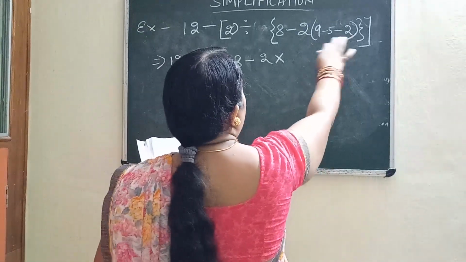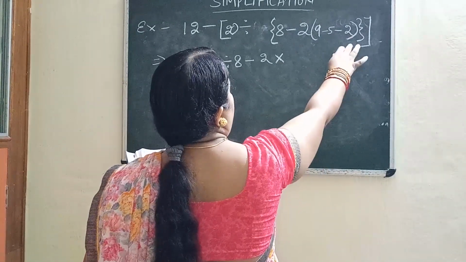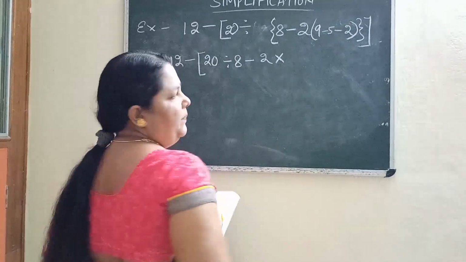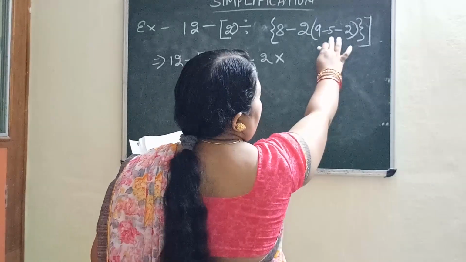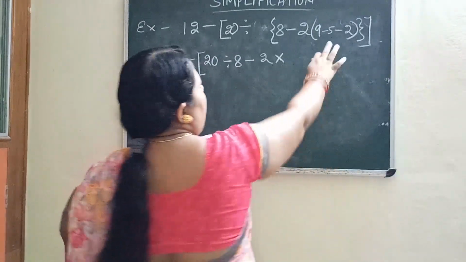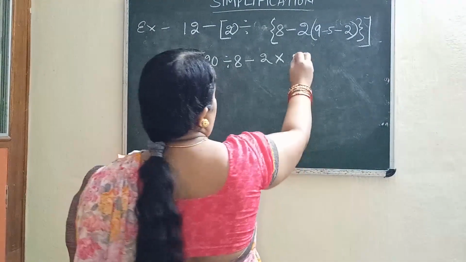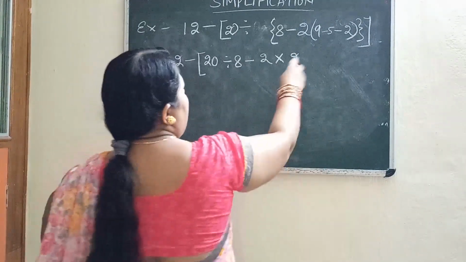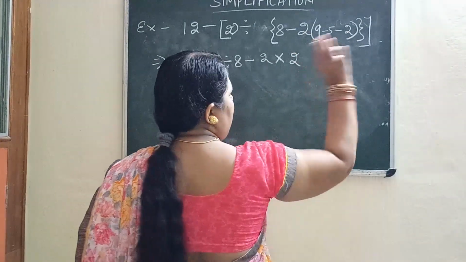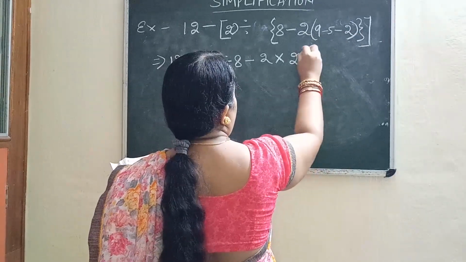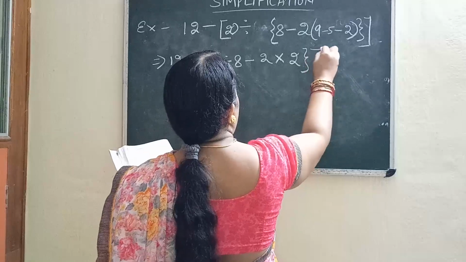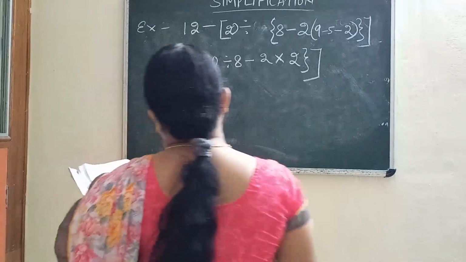So when you remove this parenthesis or small bracket, whichever value is inside, we have to solve that. 9 minus 5, how much? 4. 4 minus 2, how much? 2. So put the value directly, 2. Then this bracket work is over, so remove this bracket. Then only this curly bracket and this square bracket are there.